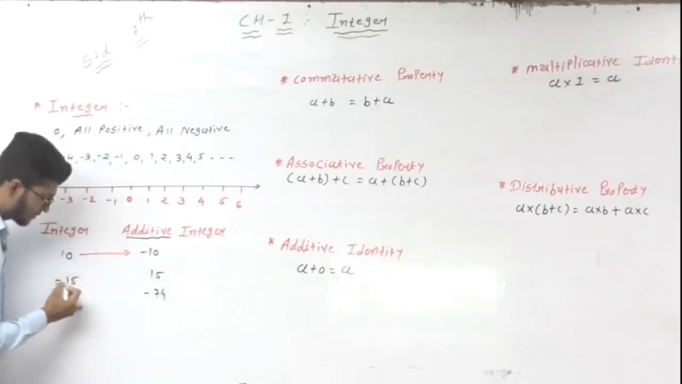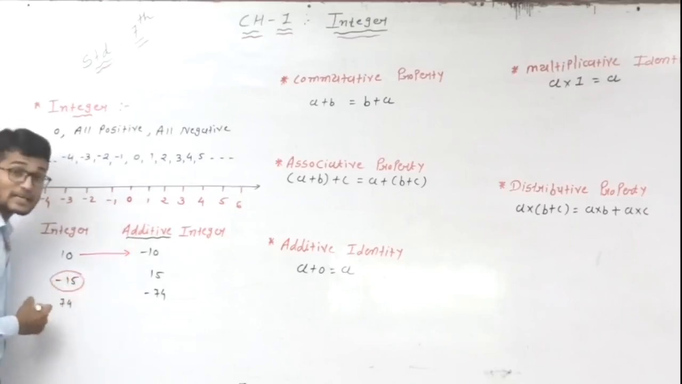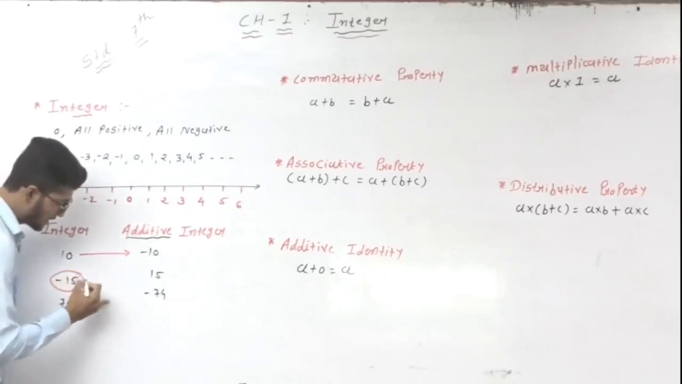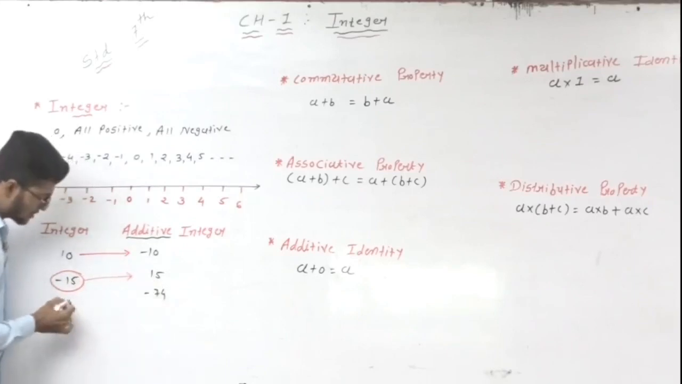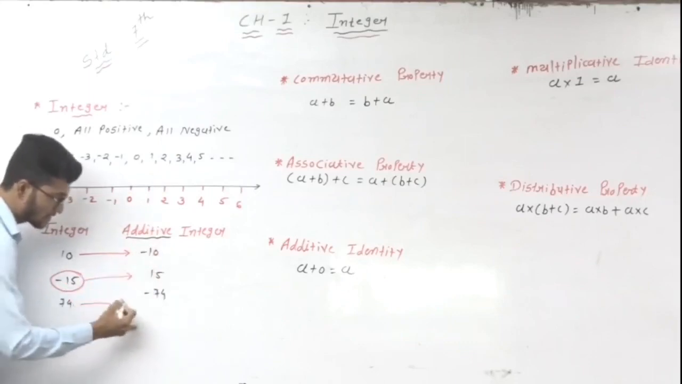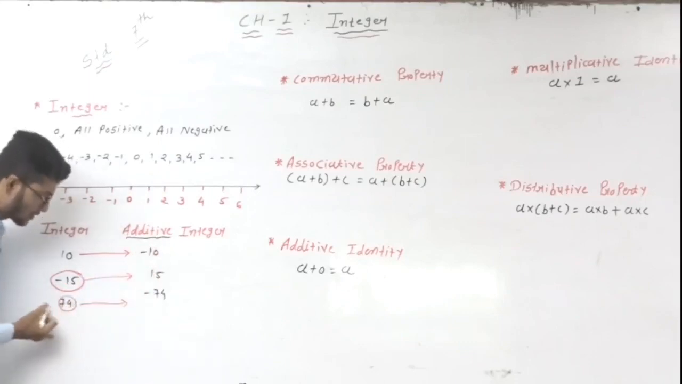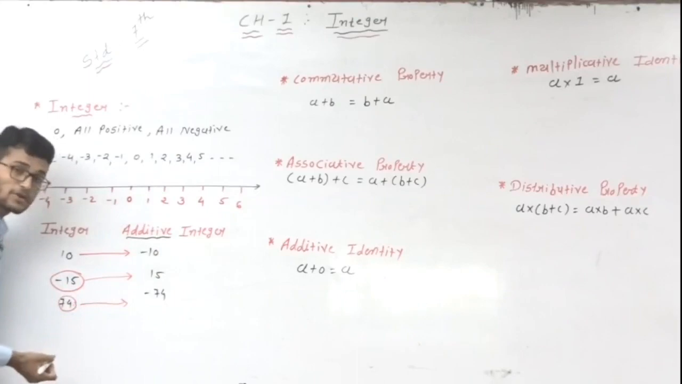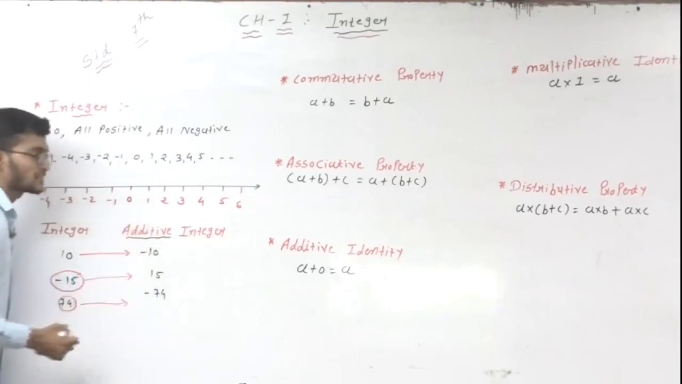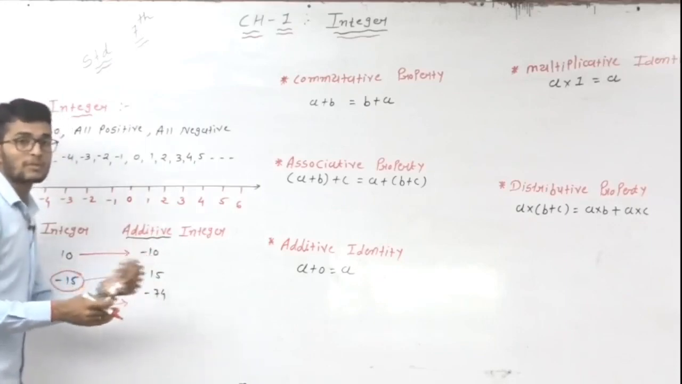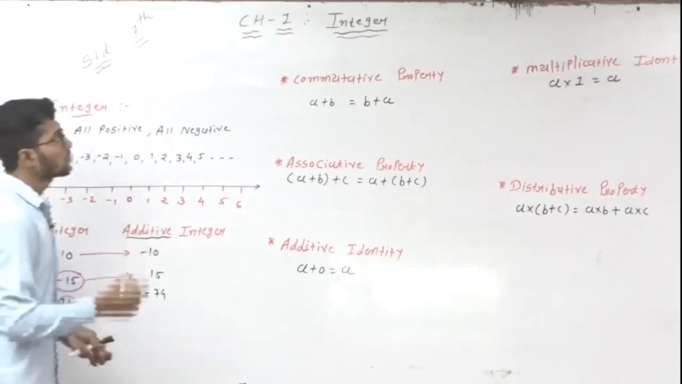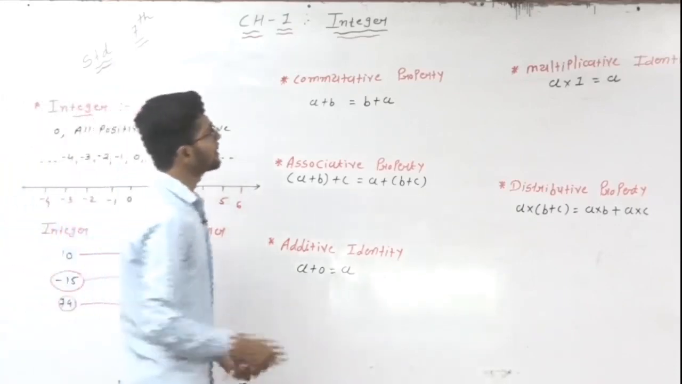Same for -15, this one is -15. The additive inverse of -15 means minus to opposite, +15. Same for 74, this one is the integer. The additive inverse of 74 is -74. 74 is the positive number, but -74 is negative. It means the additive inverse is the opposite number, plus to minus, minus to plus. Clear students?